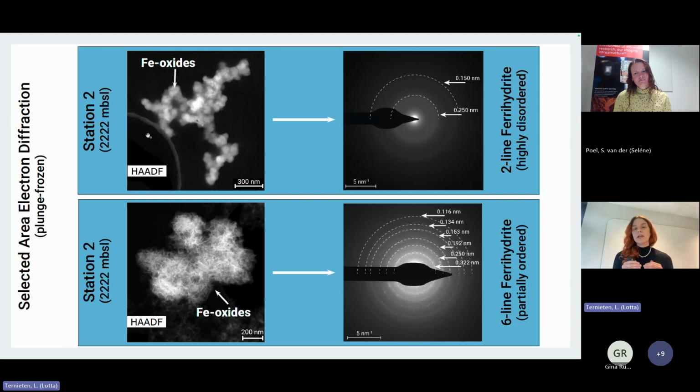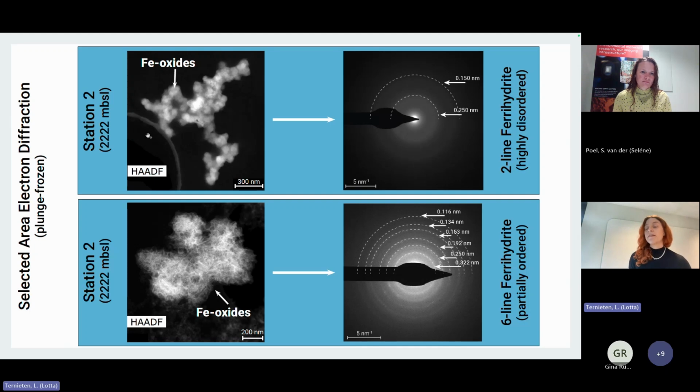On the top row, you can see an example that is very similar to the 4 examples I showed you before. And with selected area electron diffraction, we were able to show that this is actually a 2-line ferrihydrite. So it's highly disordered. In the bottom column, you can see a second type, which is a little bit more compact. And it had almost these needle type of textures there. And this is actually a 6-line ferrihydrite. So it's partly more ordered, but it's still not really crystalline.